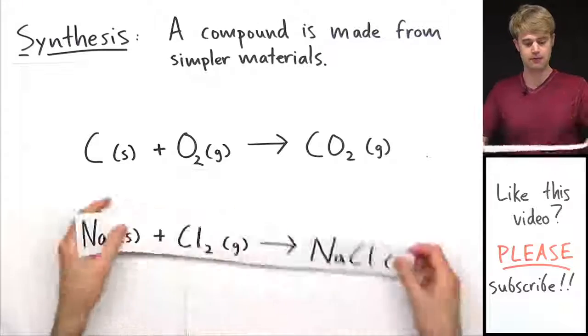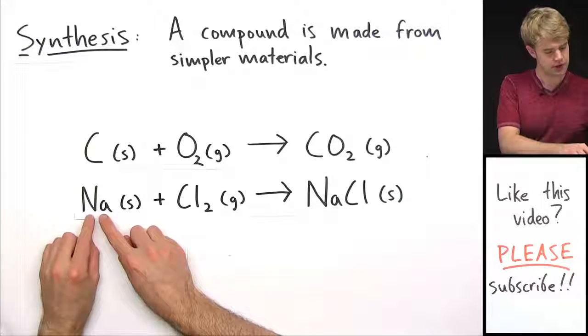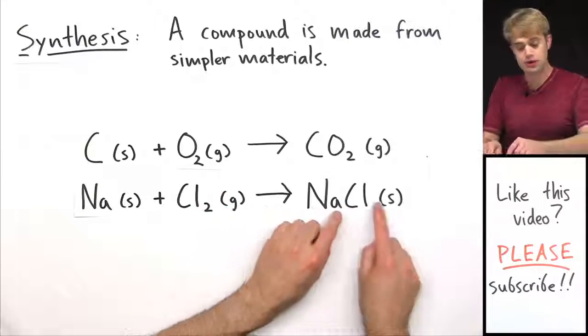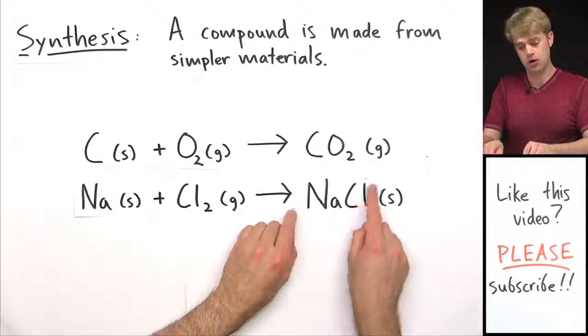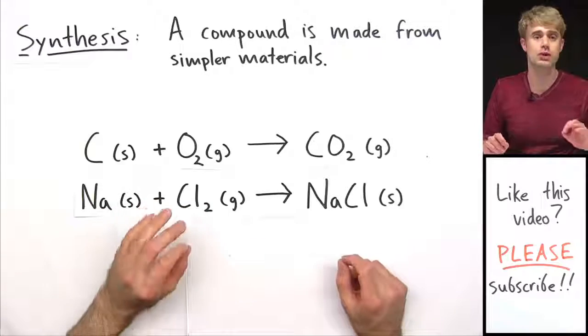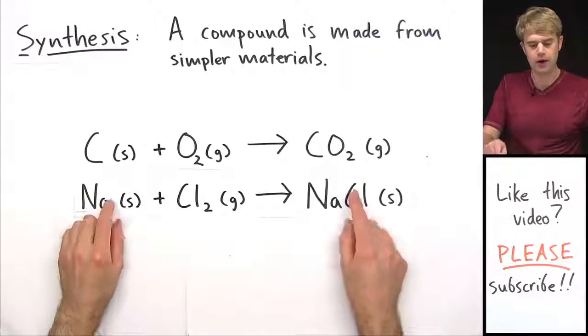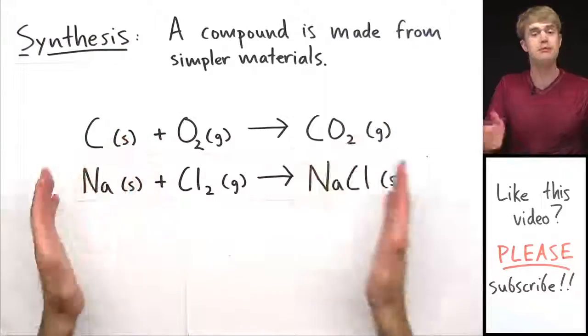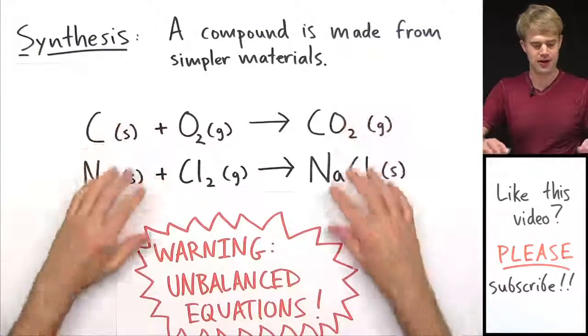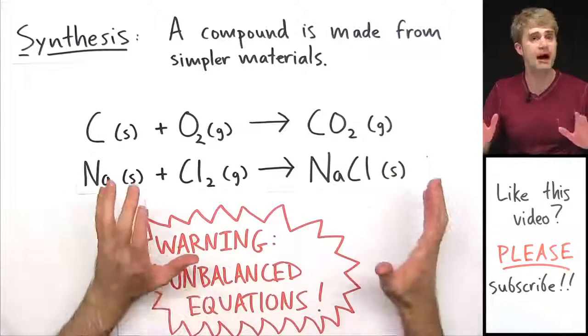Here's another example. We take sodium and chlorine gas, Cl2, and that makes sodium chloride, NaCl. What we end up with is more complex than the simple things we started with. Now, a quick word about the equations that I'm using in this lesson. Some of these equations, like this one right here, are unbalanced.